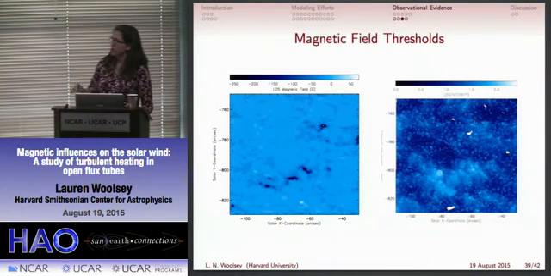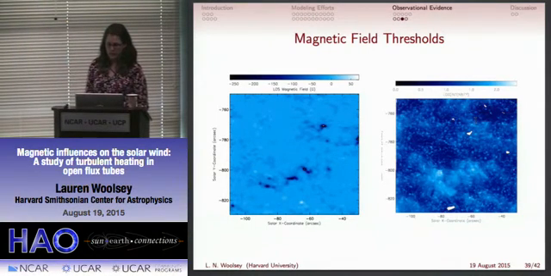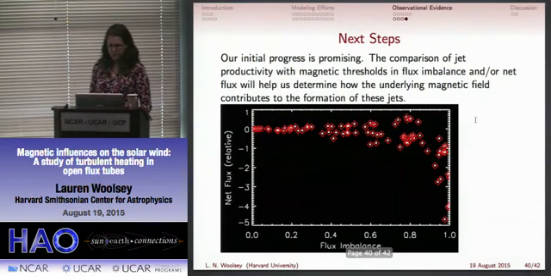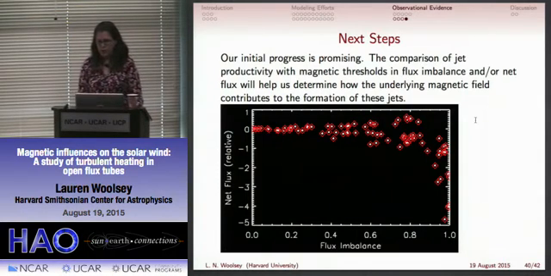What we're going to be doing is comparing the magnetic field seen by HMI on SDO and trying to get an idea if there's some sort of threshold, either in the net flux or in the flux imbalance, that is conducive to producing these network jets. On the left we have the line-of-sight magnetic field, and on the right we have this same region in a different color scheme, where again the regions of strong magnetic field are where we're seeing a lot of these jets come out.